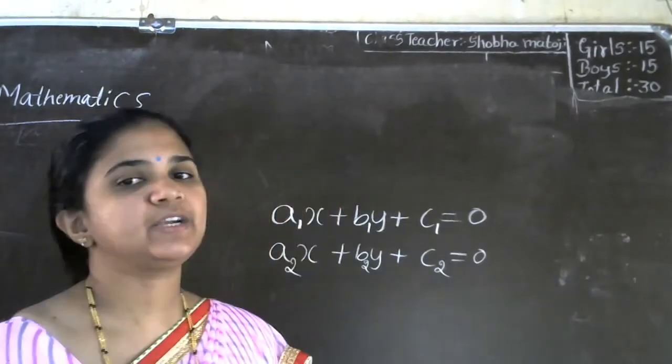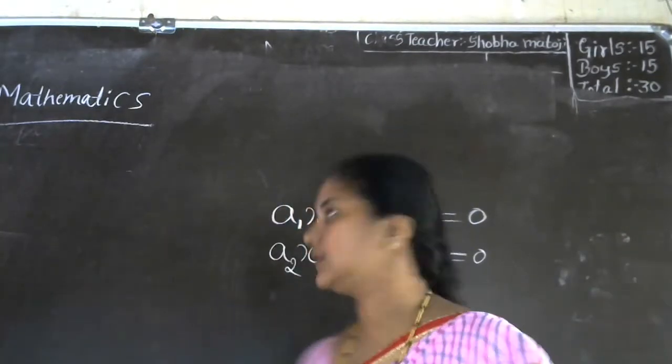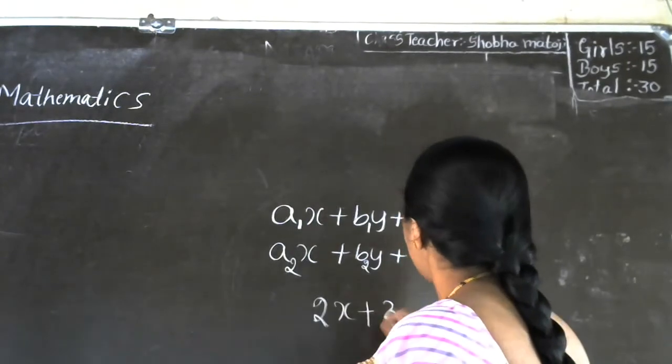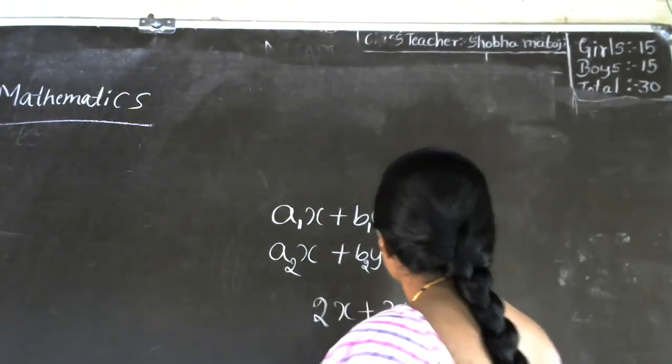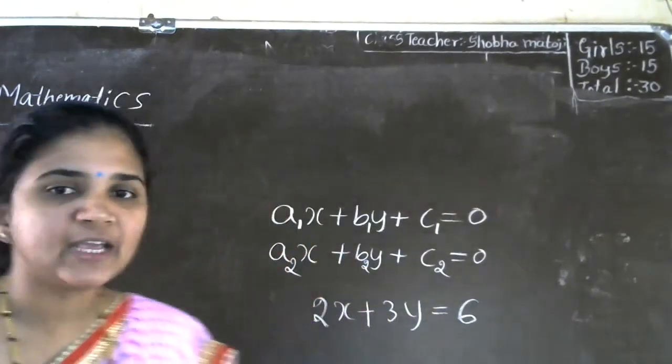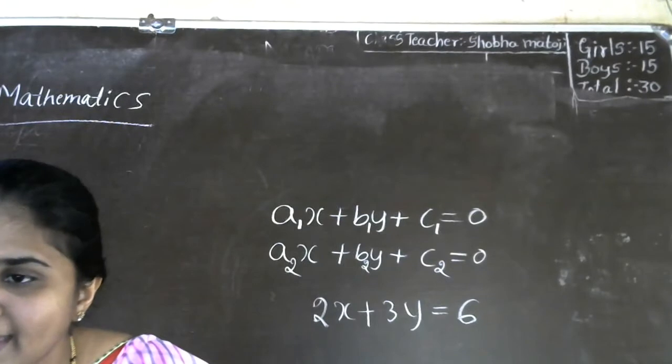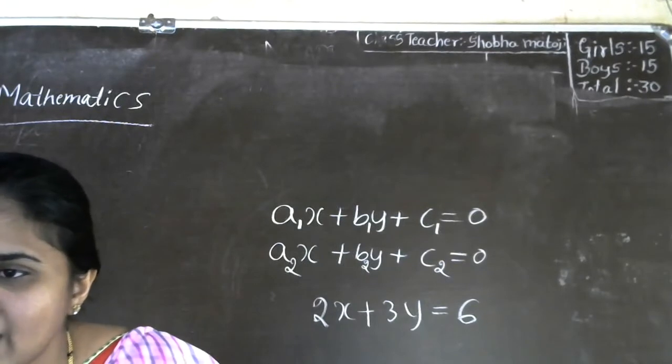So first I'll write one example for this. The example is, can I take 2x + 3y = 6? Is it a linear equation in two variables? Yes. Okay, we will ask a question now.